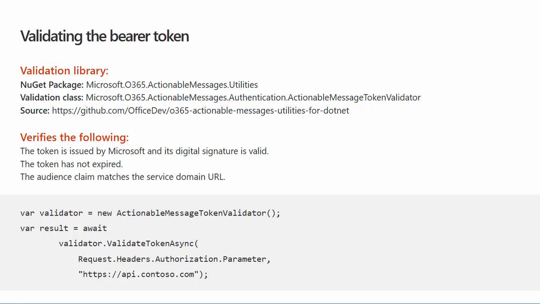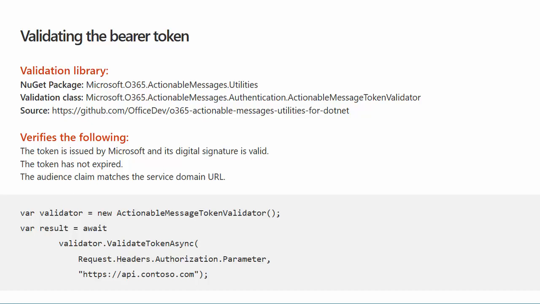And so Microsoft will then include that URL as part of an audience claim in the token, and the built-in validation will make sure that the audience specified in the token matches what I expect it to be. If it doesn't match, that could mean that someone is routing an actionable message request or an action from a different service into mine. And again, that's something I don't want to do.